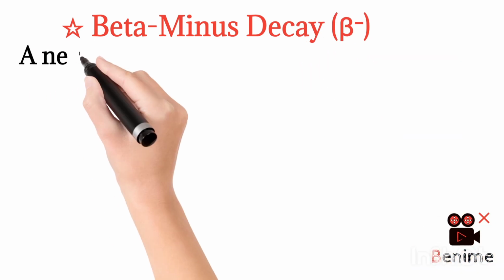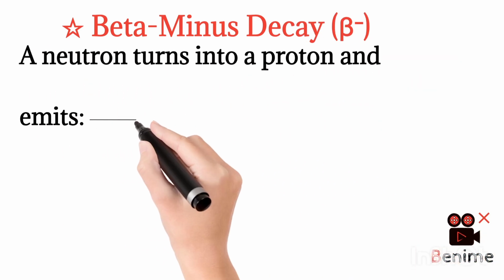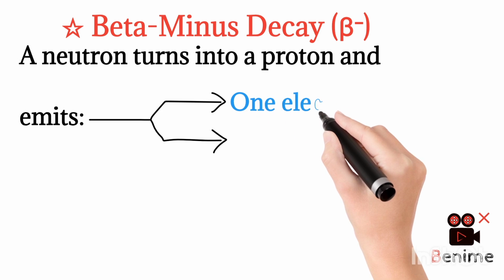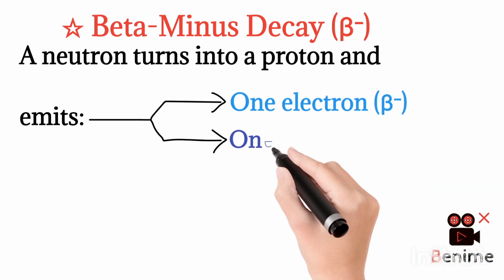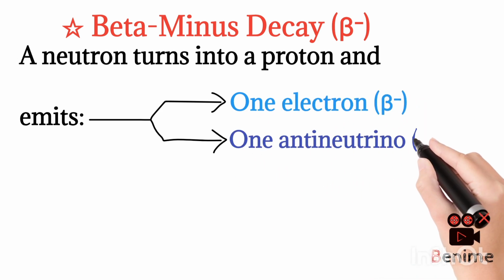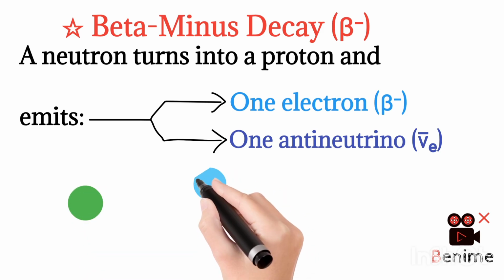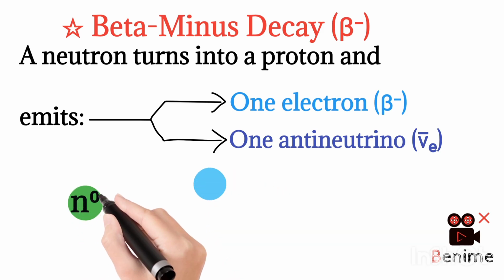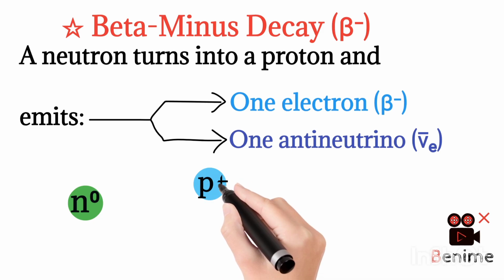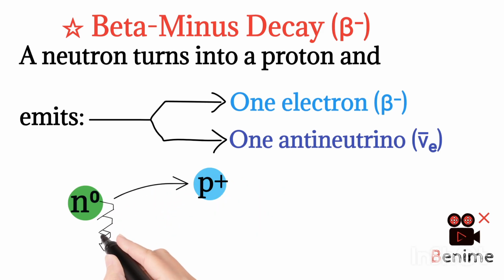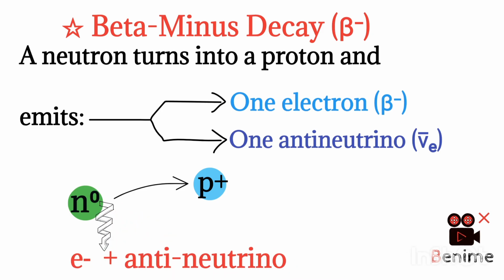In beta minus decay, a neutron is changed into a proton while it emits a beta minus particle, which is equal to an electron, and an antineutrino. This can be visualized in the figure below, where a neutron turns into a proton and emits an electron with an antineutrino. Beta minus particle is in fact an electron, because its mass and charge are equal to the electron.